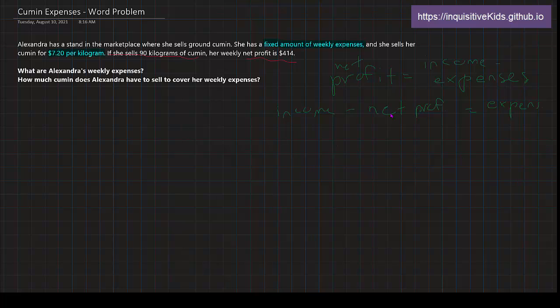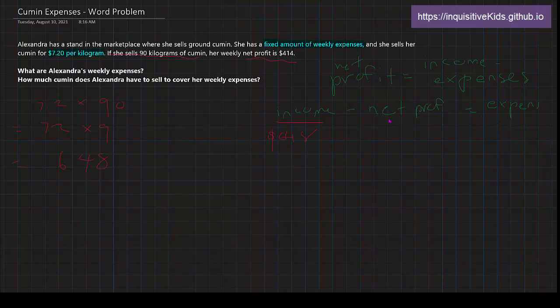Okay. Now, do we know the income? Well, we can figure that out, and we do know the net profit. So how do we figure out the income first? Well, the income is going to be 7.2 times 90, which would be equal to 72 times 9, which we will get in the end as 648. So that's going to be our income, $648.